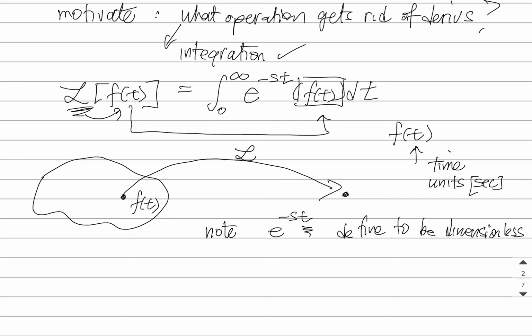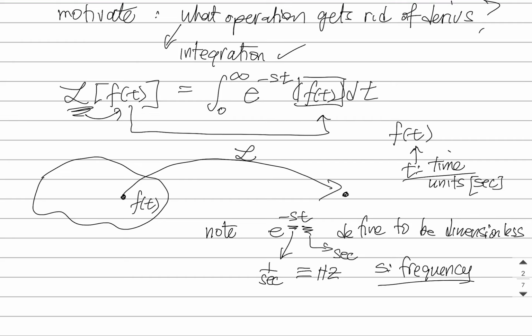And if t has units of seconds, then this quantity s should have units of 1 over seconds. And from physics, anything that has units of 1 over seconds, we define this as a hertz. So this s is going to represent some sort of frequency. So if t is going to represent time for us, s is going to represent a frequency.